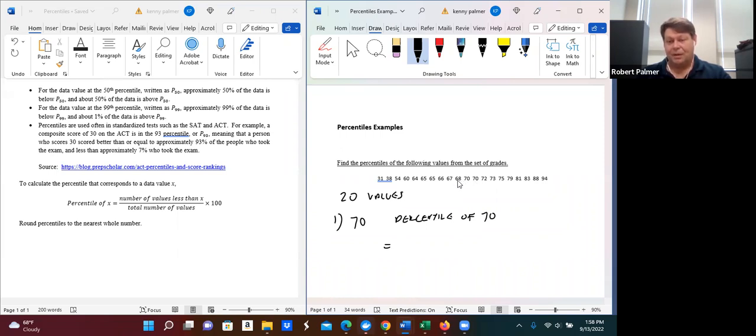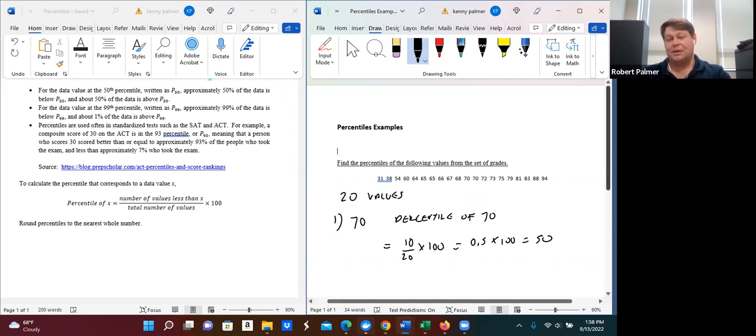So if we add these up, it's 1, 2, 3, 4, 5, 6, 7, 8, 9, 10. So 10 values below the score of 70. Then the total is 20, then times 100. So of course, 10 divided by 20 is 0.5 times 100, and that's 50.